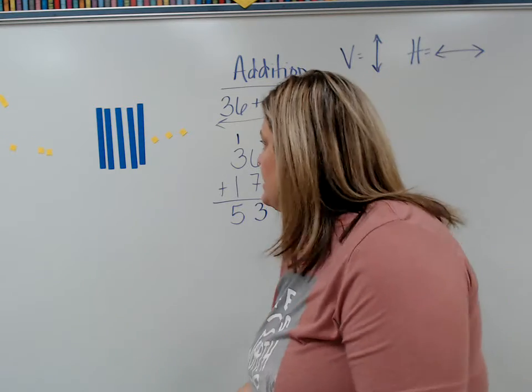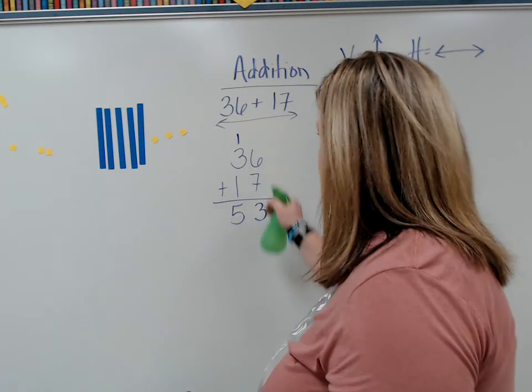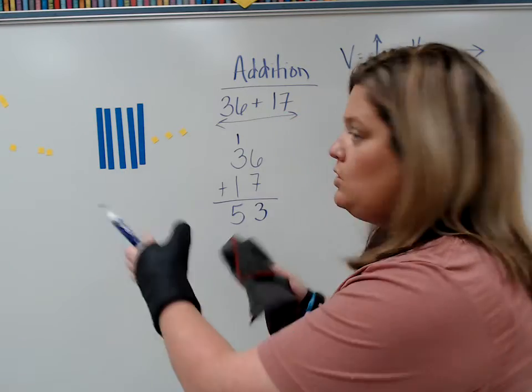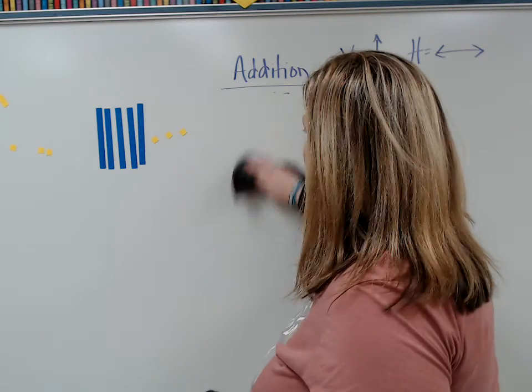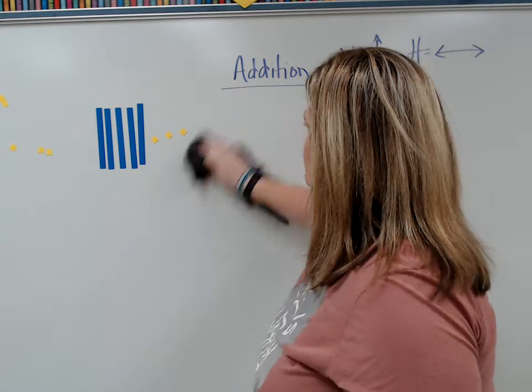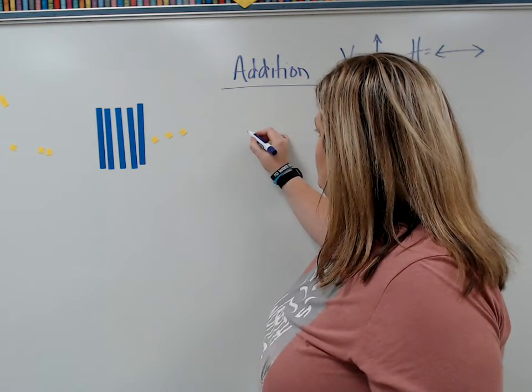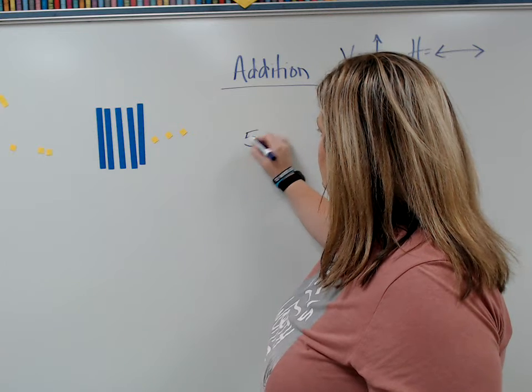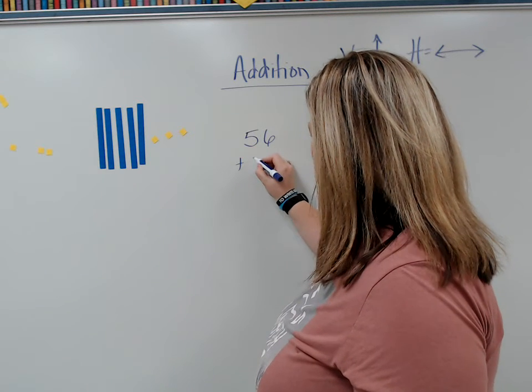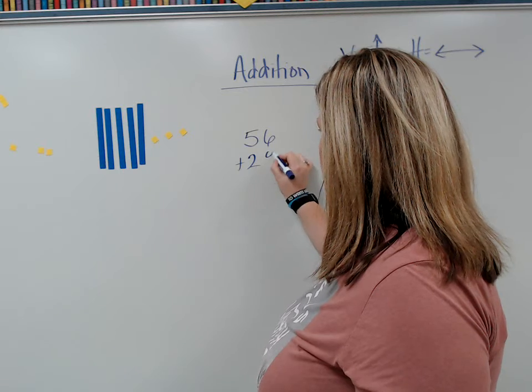So when you add, and even if you don't use these unit or base, if you don't have these unit blocks, you can still work with it. Let's look at this. Let's do 56 plus 28.